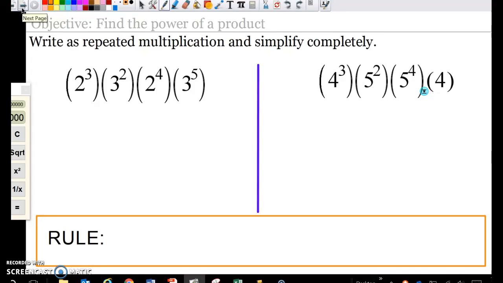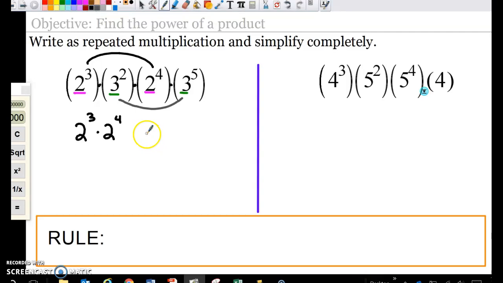How about this one? Do we have the same base in every single one? I don't think so. We have 2's and 3's. But we could rearrange this because I'm multiplying. It doesn't matter what order I multiply in. So I have 2 to the third times 2 to the fourth. I'm going out of order here. I did these two because they had the same base. I can also do these two because they have the same base. So then the other one will be times 3 to the second times 3 to the fifth.